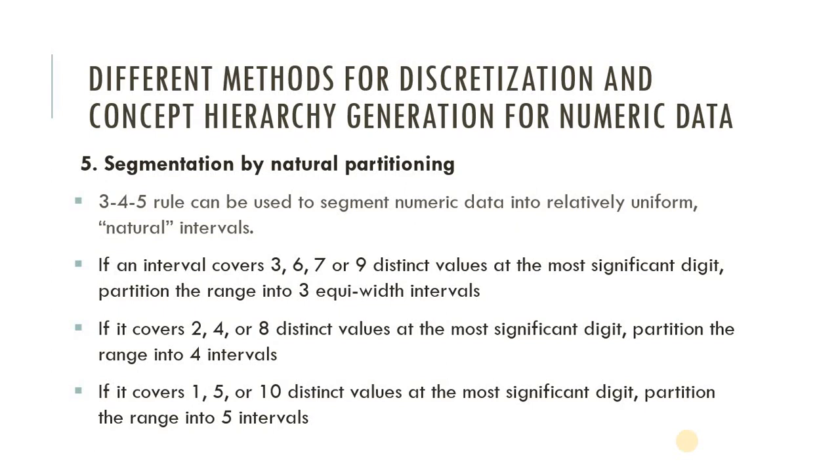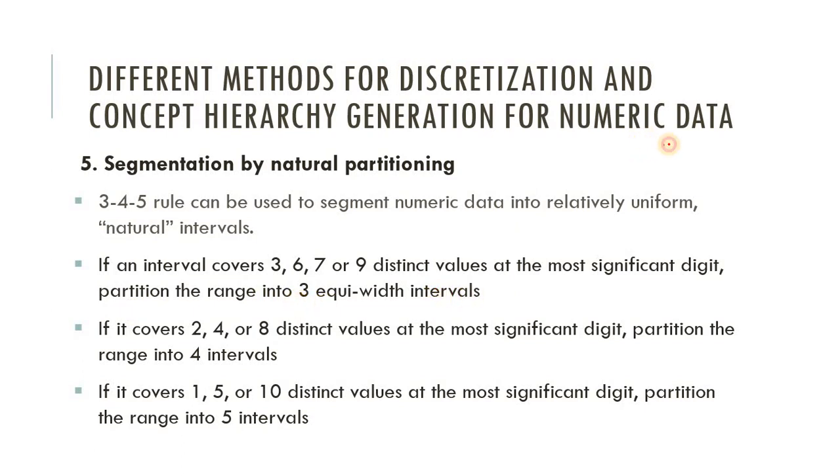Next is segmentation by natural partitioning. Segmentation by natural partitioning is done with the 3-4-5 rule. The 3-4-5 rule can be used to segment numeric data into relatively uniform, natural intervals. So how can it be done? If an interval covers 3, 6, 7, or 9 distinct values at the most significant digit, then partition the range into 3 equal-width intervals.